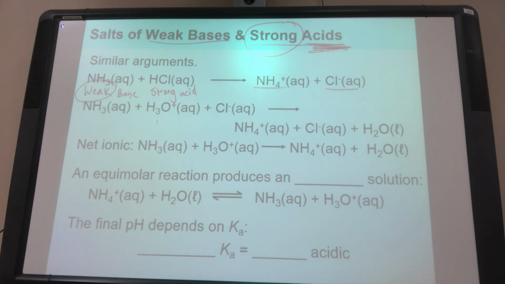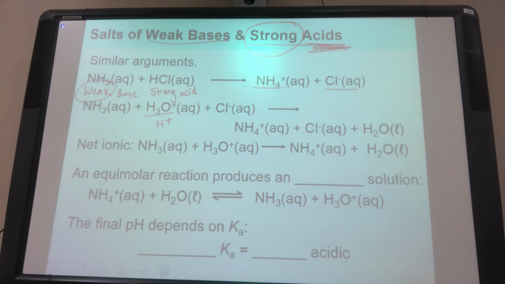HCl is going to separate into H plus and Cl minus, but we could write H3O plus, same difference. So I take the weak base and just copy it down, I take my HCl and separate it. Then my NH4 plus is going to be floating around with Cl minus, and my water, because remember, you're always going to get a salt and water. So now we have my salt and my water.